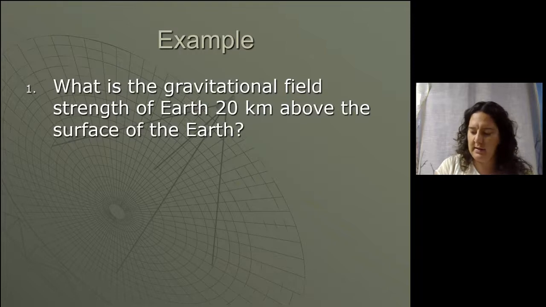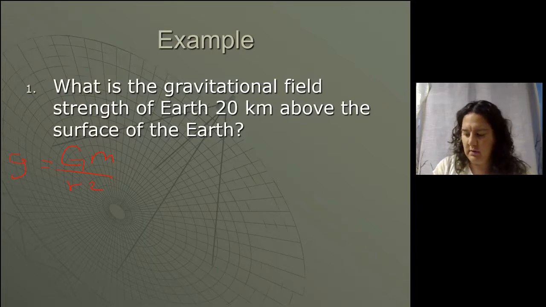So our formula is g is equal to GM divided by r squared. Our gravitational constant is given, and the mass of the Earth is given. We have to take 20 kilometers, so 20,000 meters, and add this to the radius of the Earth. So we're going to put in all our numbers.